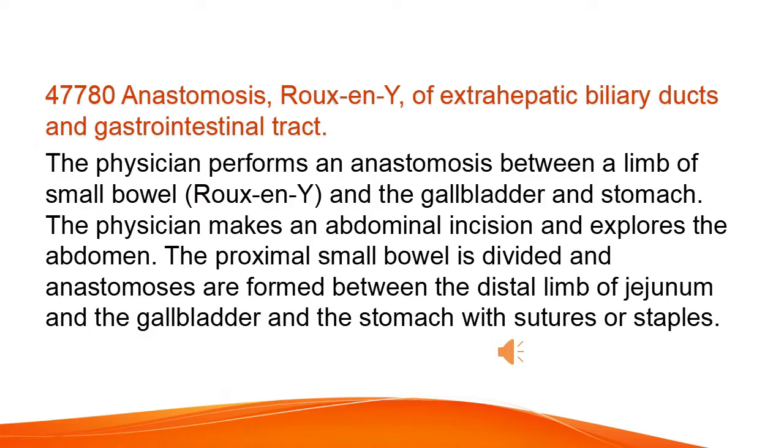Anastomosis, Roux-en-Y, of extrahepatic biliary ducts and gastrointestinal tract. The physician performs an anastomosis between a limb of small bowel, Roux-en-Y, and the gallbladder and stomach. The physician makes an abdominal incision and explores the abdomen. The proximal small bowel is divided and anastomoses are formed between the distal limb of jejunum and the gallbladder and the stomach with sutures or staples.